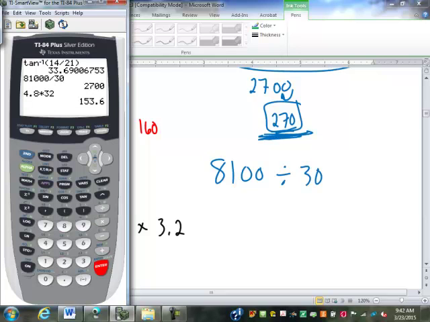Is that the right answer? Well, here, because my calculator displays the problem, I can very quickly see, yeah, I put in 32 instead of 3.2. But if you have one of the cheaper calculators that don't have the second line display, you don't see that.